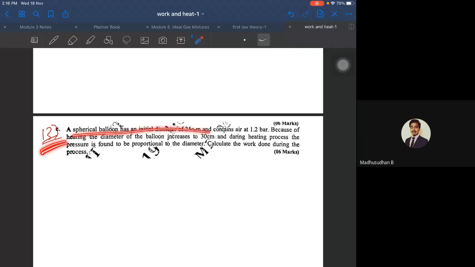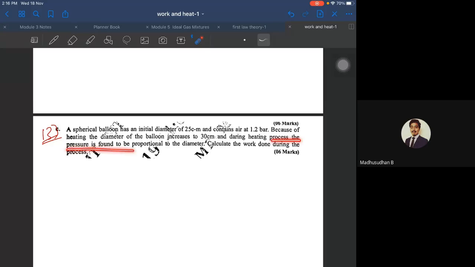The spherical balloon has an initial diameter of 25 centimeters. So D1 he has given, and it contains air at 1.2 bar. P1 is given. Because of the heating, the diameter of the balloon increases to 30 centimeters. The value of D2 is given directly, no need to calculate. During the heating process, the pressure is found to be proportional to its diameter.